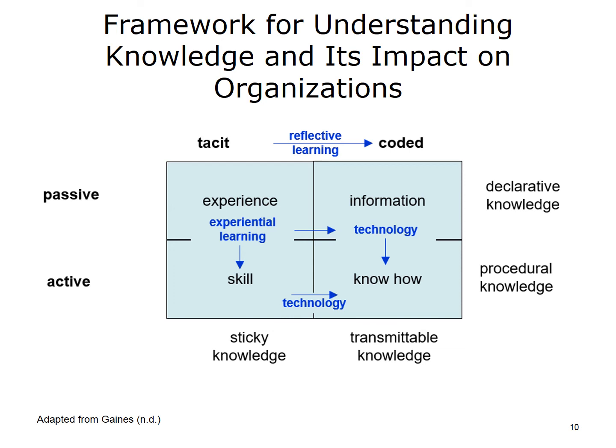Through science or reflective learning, tacit knowledge can be acquired and captured in coded form. Coded knowledge is in the right upper quadrant. Coding tacit knowledge creates information, i.e., facts, declarative knowledge. Creation of coded knowledge adds immense value because then the knowledge is accessible to others.